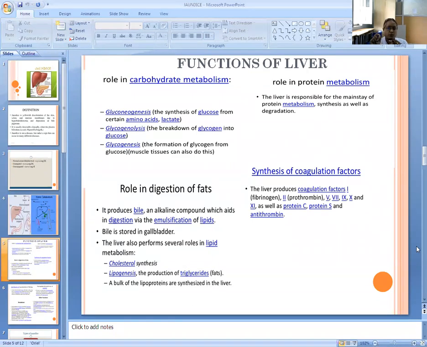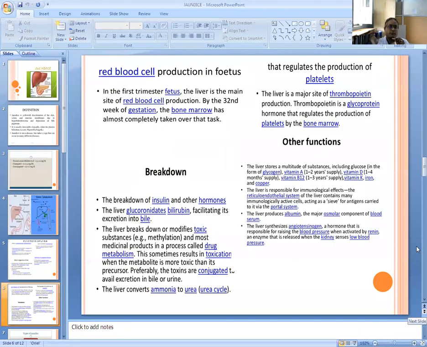So synthesis of coagulation factors, very important function. So synthetic function of liver. Other functions include it also acts as an extramedullary erythropoietic site whenever the body needs, particularly in the fetus. It can synthesize red blood cells, that is red blood cell production in the fetus.